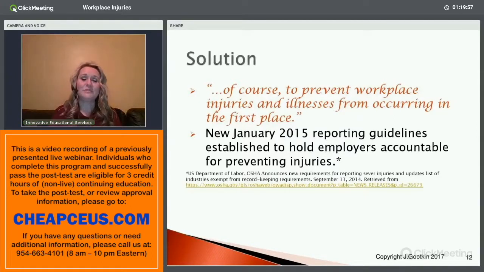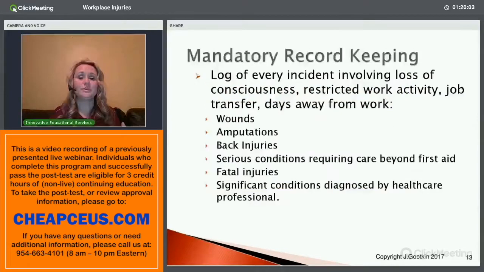And they have taken steps to put guidelines into place in 2015 to hold employers more accountable for preventing injuries in the workplace. And the way that they've done this is through enhanced record keeping, and workplaces are required to keep logs of different injuries. And this is something, if you are looking at working with a company to implement different programs, this is the kind of data you want to ask them for.